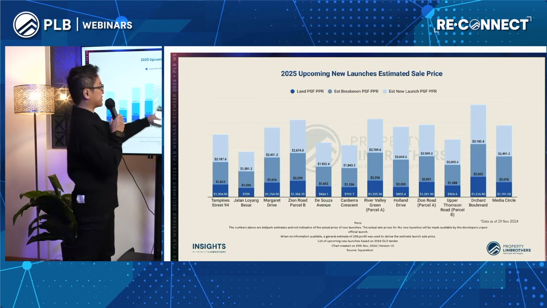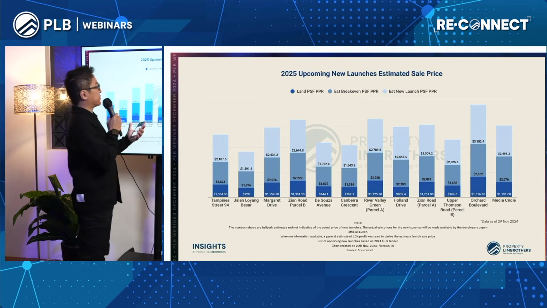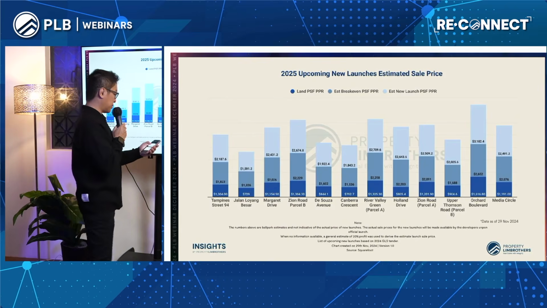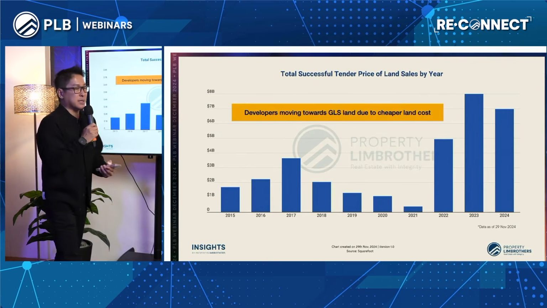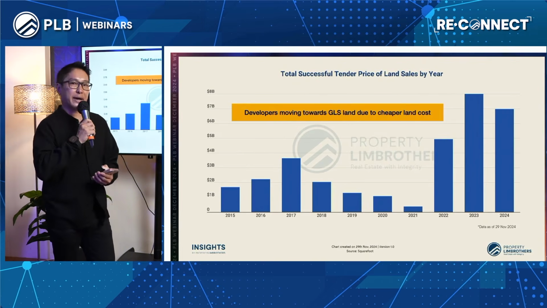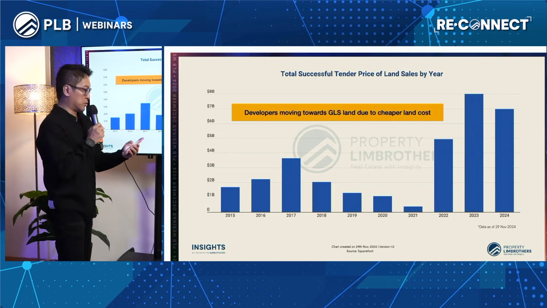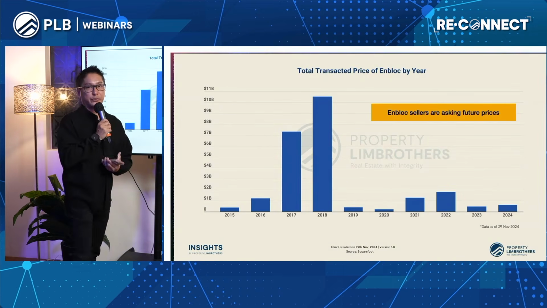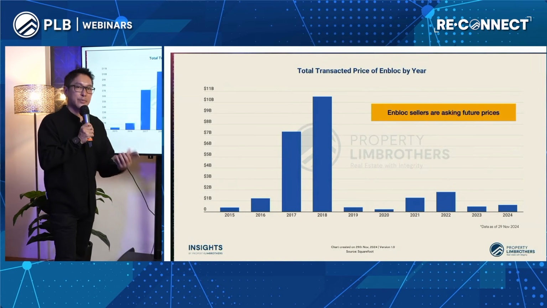Of course, this graph will give you details in terms of the estimated PPR per square feet, the land PPR, and the new launch PPR as well. So this is a very detailed graph, and just now I was mentioning the tender price. Tender price will affect how much the developer will launch the price of the new launch condo. And of course, en bloc sellers are also asking for future prices, because our land bank in Singapore is limited.